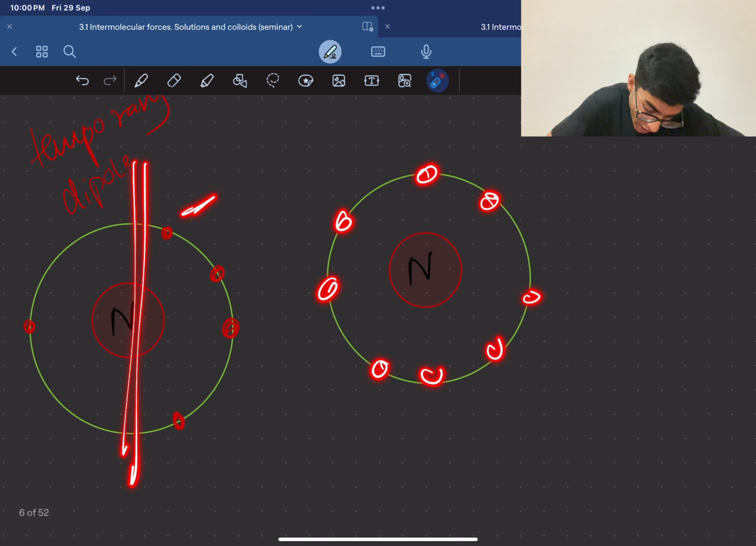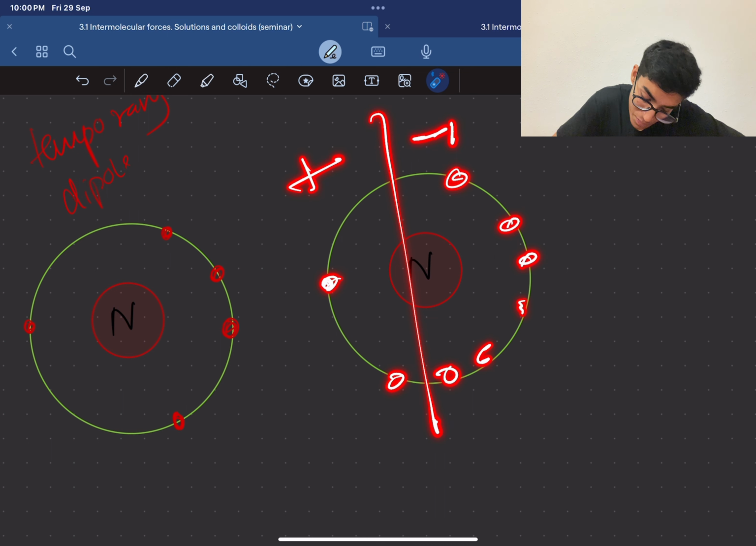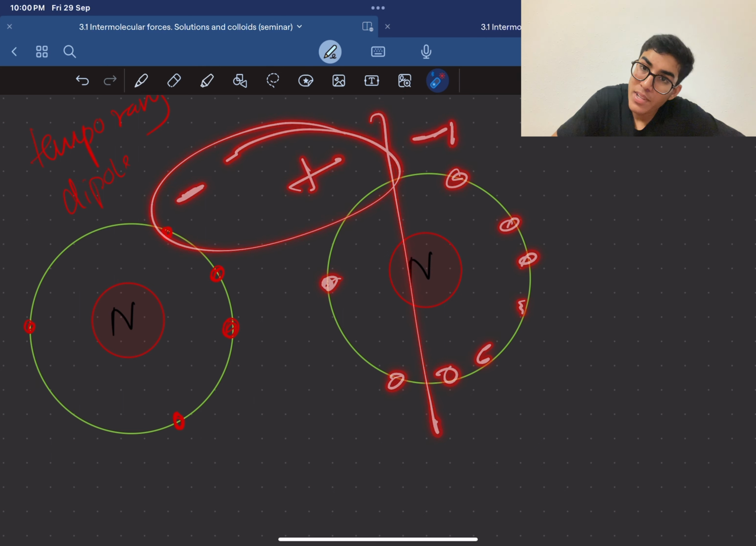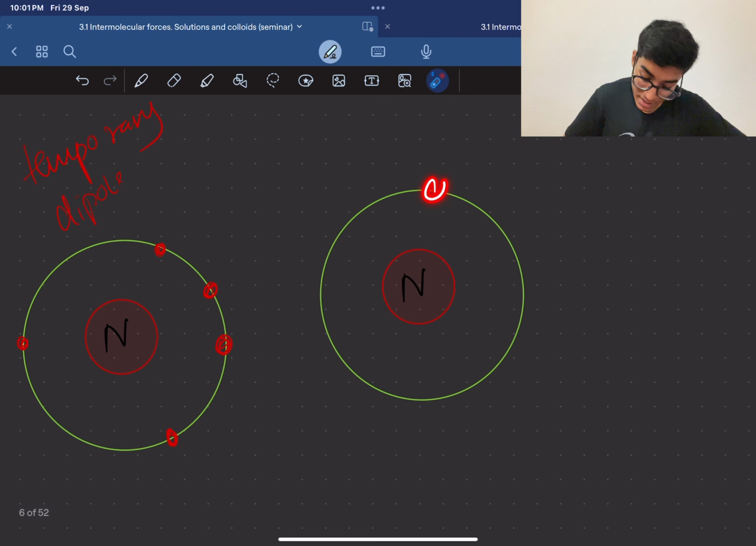Due to the temporary dipole of this one, this side is negative, right? So it repels the electrons to this side. So now the condition over here as well is like this. Now this has a temporary charge: this is negative and this is positive. And now this side is negative, we know that. And guess what happens? They attract each other. But of course, this is temporary. And this dipole that is induced over here is called an induced dipole.